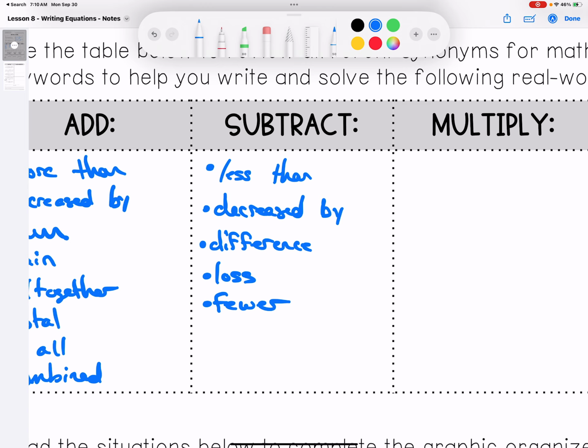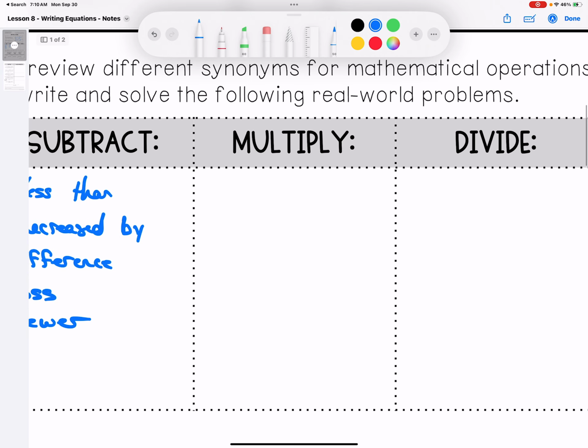All right, multiply: times, each, per, product, twice. Twice means times 2.